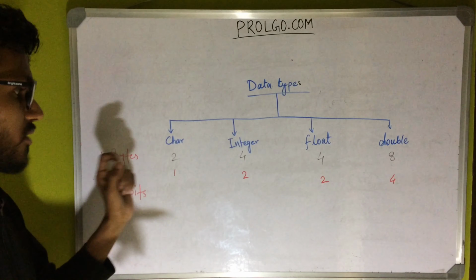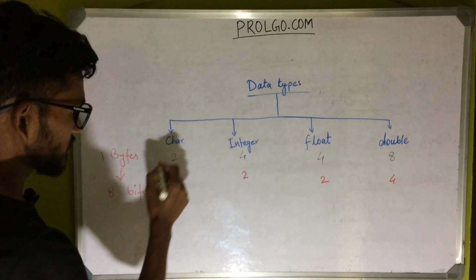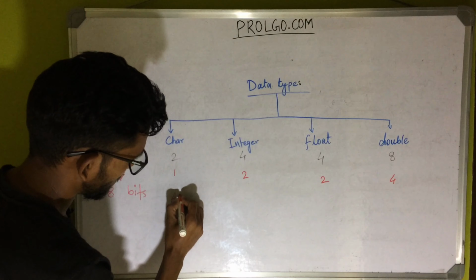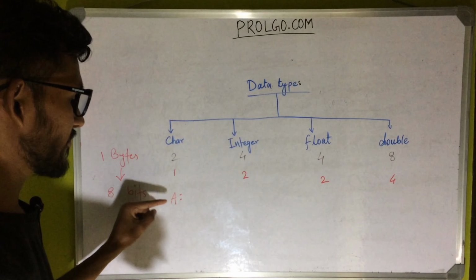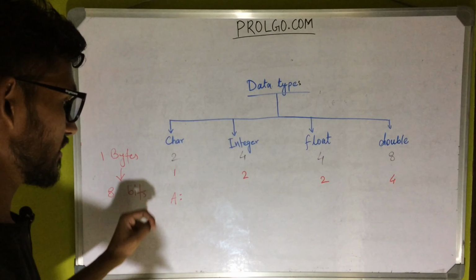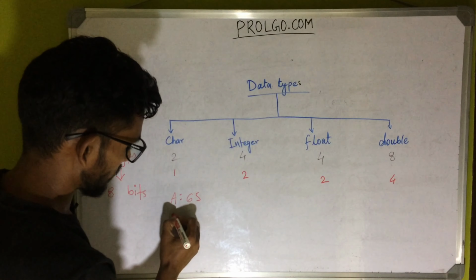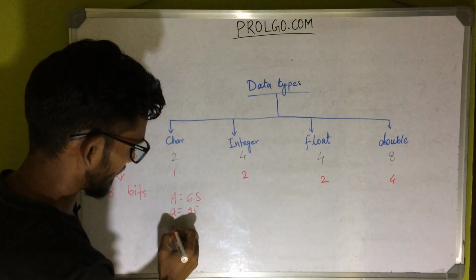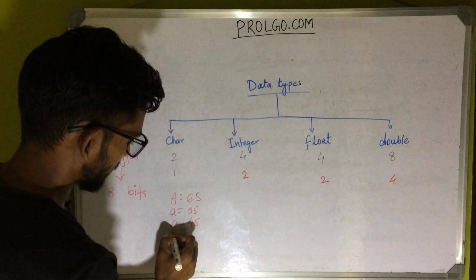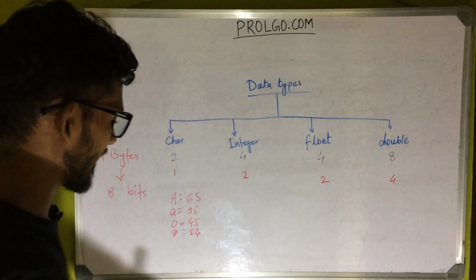Now I will tell you how this data will be stored in the computer. Suppose we are taking a character, let's say A. It won't be stored directly as A; first it will be converted to its ASCII value, and the ASCII value of A is 65. Small a is 97, I guess, and for 0 it is 48, and 1, 2 just increase by 1, and for 9 it is 57.